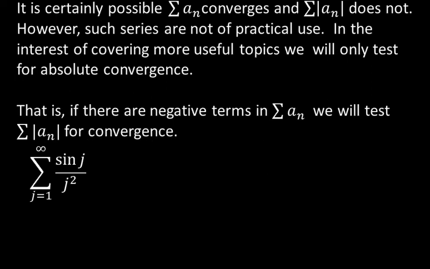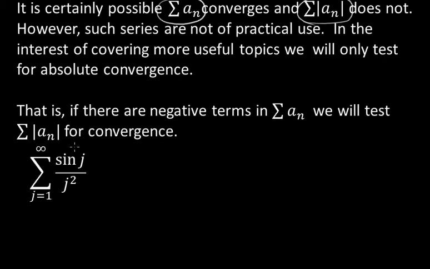As you just saw with the alternating harmonic series, it is possible that a series, sigma a sub n, converges, but that it does not converge absolutely. These series that converge only conditionally are not of practical use. So in the interest of covering more useful topics and getting on to sections 5, 6, and 7 in our text, I am going to pretty much skip conditional convergence.